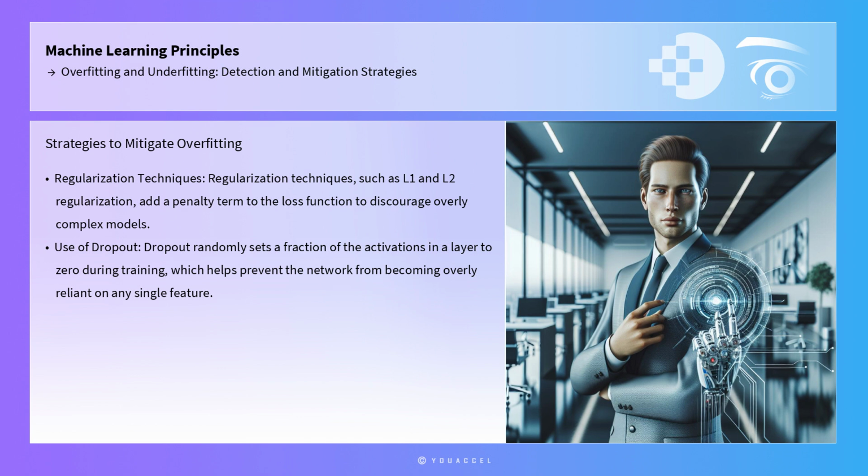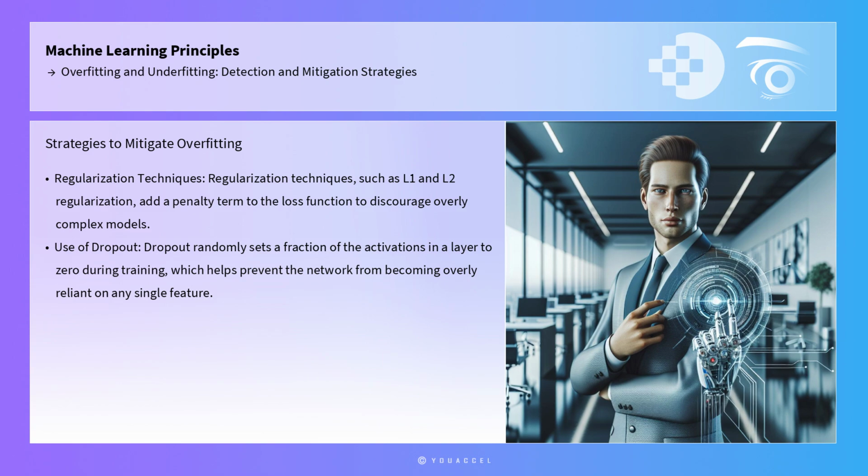To mitigate overfitting, several strategies can be employed. Regularization techniques, such as L1 and L2 regularization, add a penalty term to the loss function to discourage overly complex models. These techniques are particularly effective in linear models and can be easily implemented using popular machine learning libraries such as scikit-learn. Another strategy is to use dropout, a technique commonly applied in training neural networks.